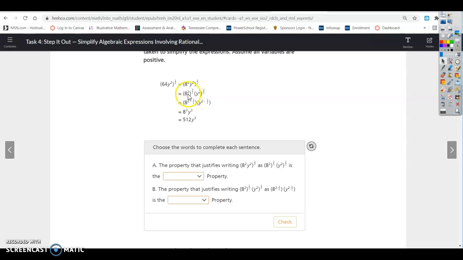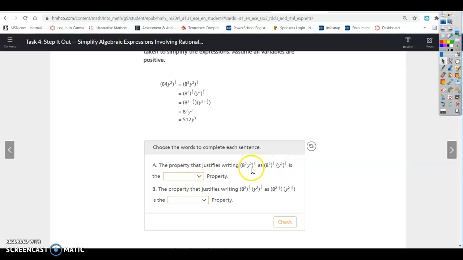So they're using this as a power of a product. Okay, so we've got a product here raised to a power. So that's going to be a power of a product here. All right, so we simplify down through here and you can see that it ends up being 512y cubed. Okay, just using your properties of exponents. All right, so it says choose the words to complete each sentence. The property that justifies writing this as this is what property?